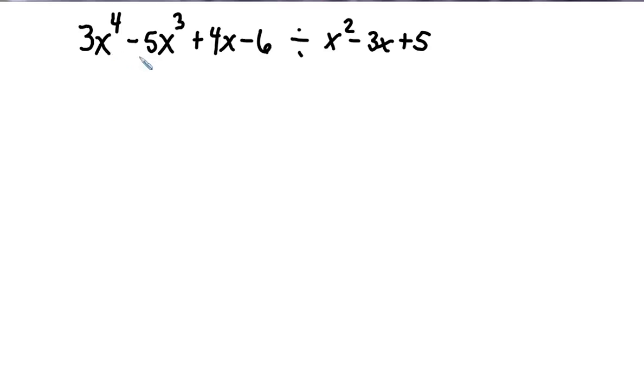So if we have 3x to the 4th minus 5x cubed plus 4x minus 6 divided by x squared minus 3x plus 5, the first thing we want to do is write it into long division form.